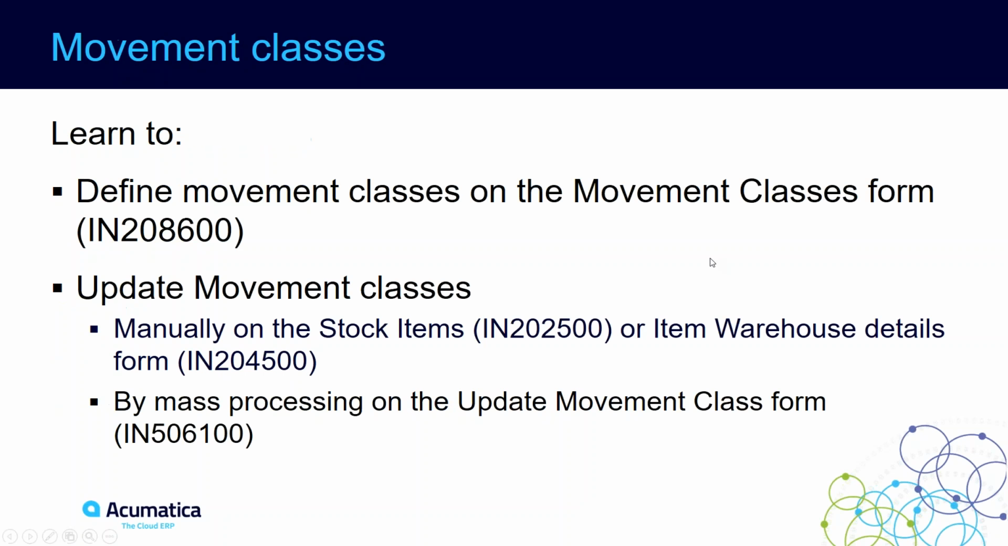Okay, so first, for the movement classes, we are going to learn how to define the movement classes with the movement classes form or screen. We are going to update these movement classes manually on the stock items screen or also on the item warehouse details form. And also we can mass process the update of this movement class. In case there are too many items to do it manually, we can do a mass process to update this information on our settings.